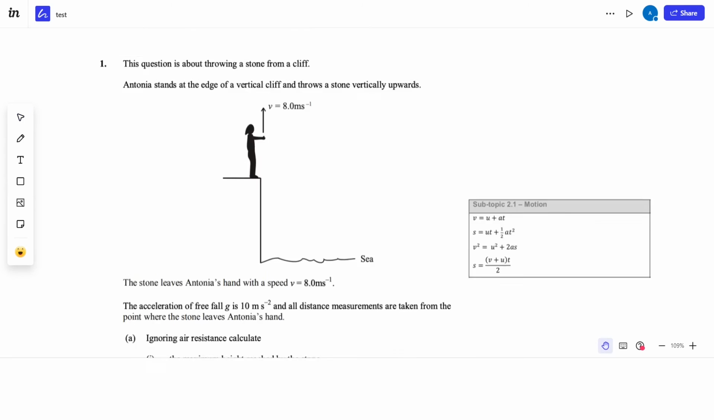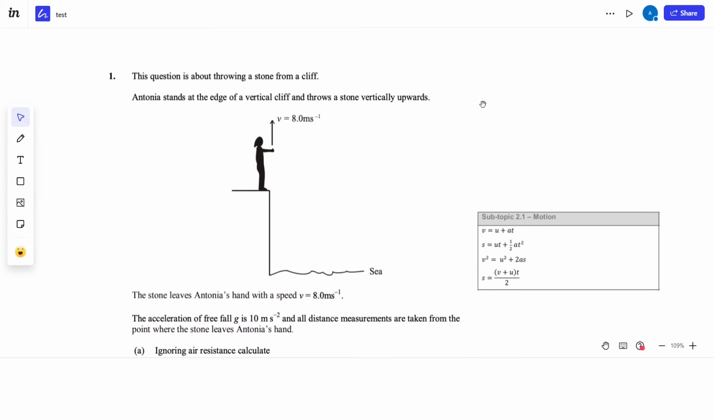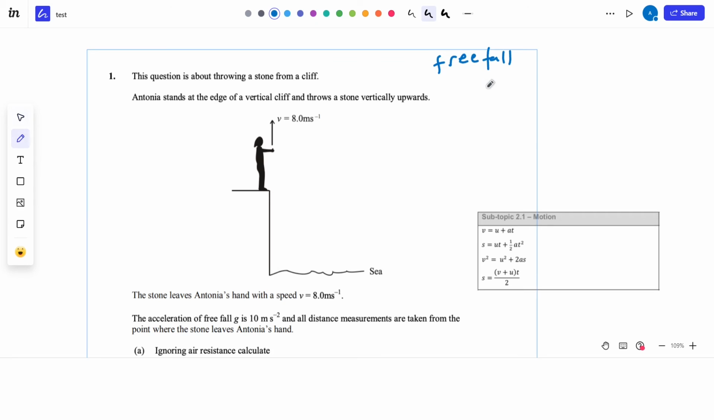So let's start. This question is about throwing a stone from a cliff. So right away, we have to know that this is a free fall question. This is important to consider, so let's keep that in mind. It's a free fall question.